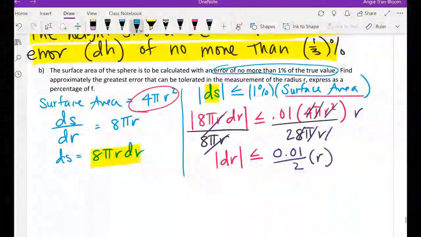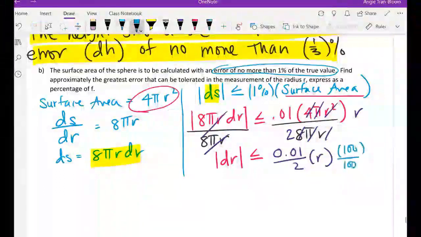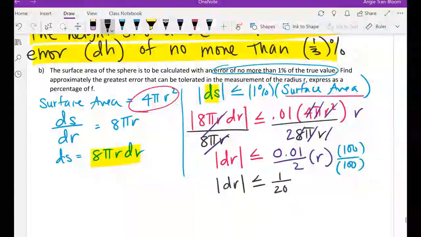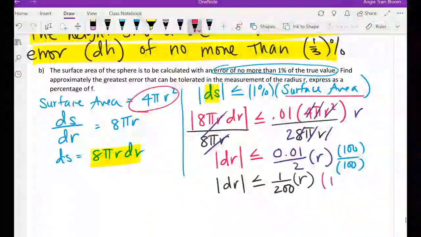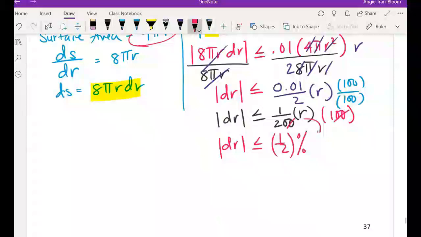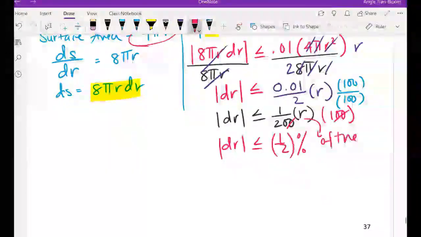Let's multiply this so I can get rid of fractions. I normally don't like having decimals and fractions all together. So I'm going to multiply the top by 100. That means multiply the bottom by 100, just so that way I can have the fractions all by itself. So no more than 1 over 200 of the radius. But it wants it in percentage. So that's just really going to multiply this by 100. So with that, dr is going to be no more than, cancel the zeros, half of a percent.